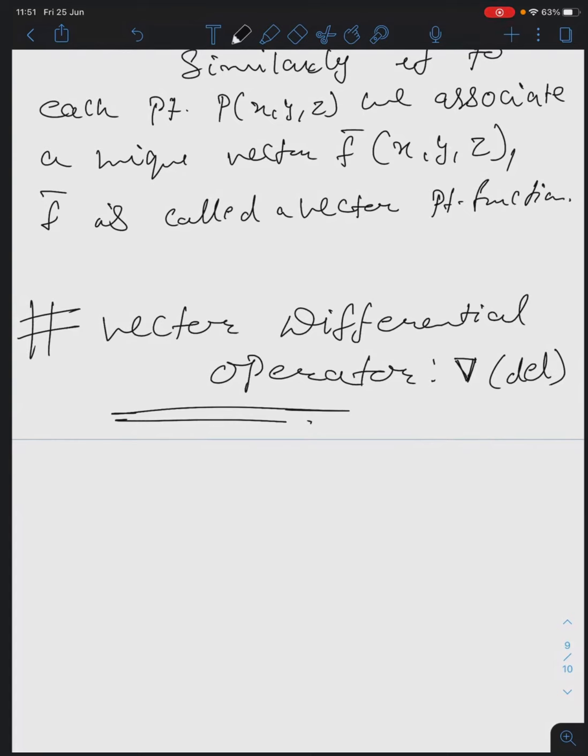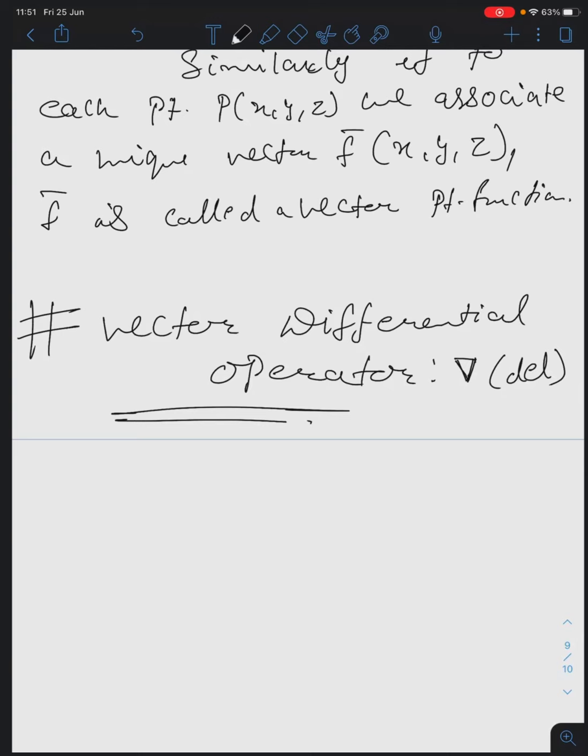In the same way, d by dt is an operator only, is it or not? d by dt, dou by dou t, these are all operators only. If I apply d by dt on some function, that means I am differentiating that function one time. So d by dt is an operation, it is an operator. Here also you have something like that, which is called the vector differential operator del.